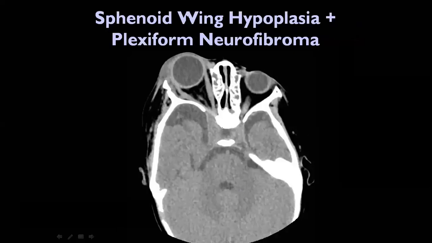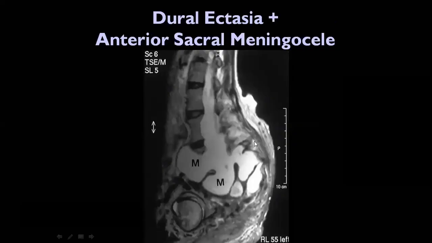Yes, sphenoid wing hypoplasia with plexiform neurofibroma. Look at the sphenoid wing here, and look at the orbit here. Yes, so they like it in the MCQ, the causes of dural ectasia with anterior sacral meningocele.